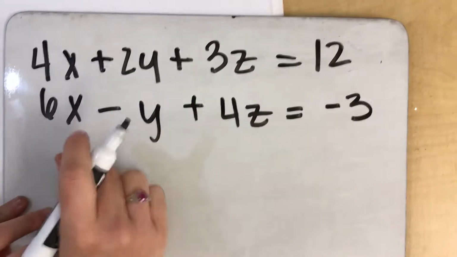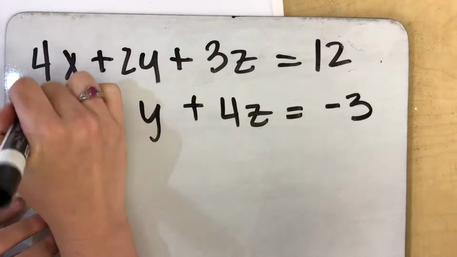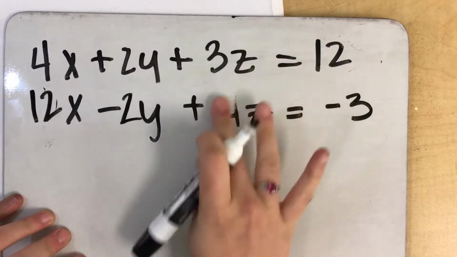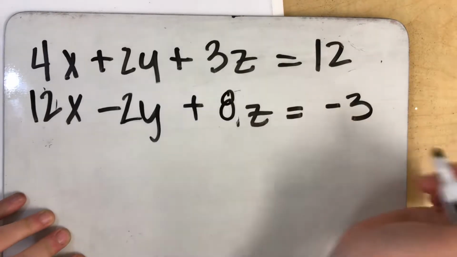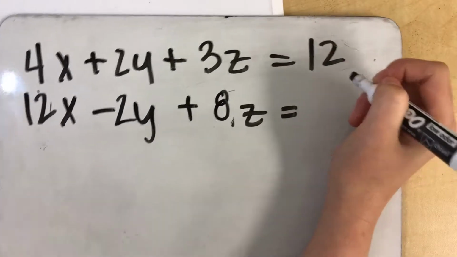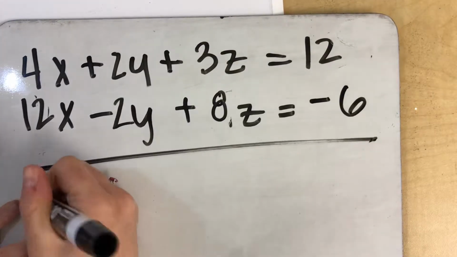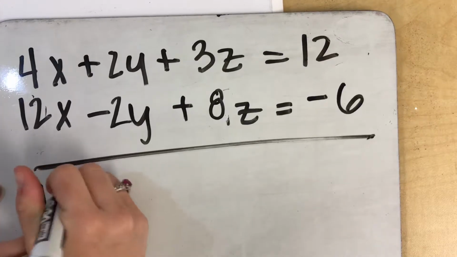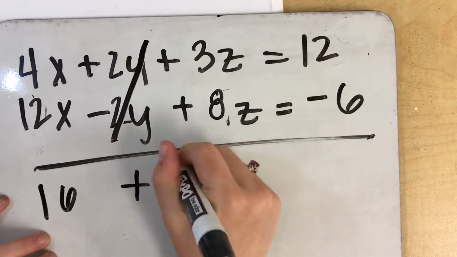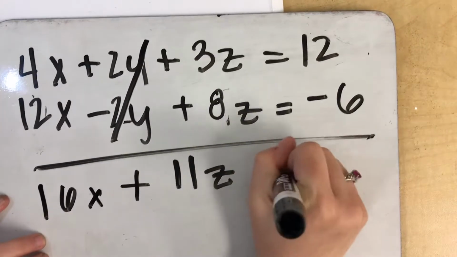So you're going to multiply the bottom equation by 2. So instead of 6, this would become 12. Y would become negative 2y. 4 would become 8. And negative 3 would become negative 6. Now you're going to add this all together. So you'll have 16x plus, this would eliminate, leaving 11z equals 6.